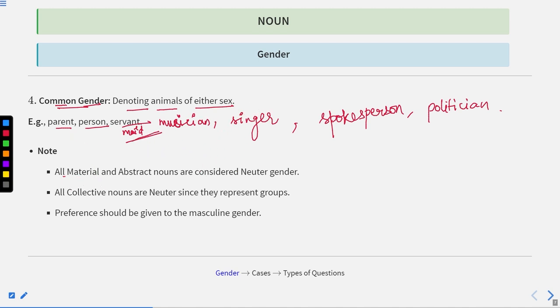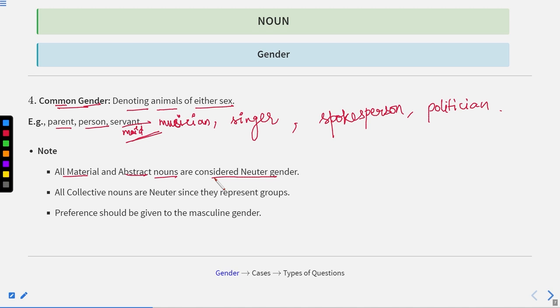All material and abstract nouns are considered neuter gender. Now we have some points to remember always. All material and abstract nouns. Material means, for example, gold, silver, wood, or any raw material, whether it is metal, non-metal, or gases; it is always considered neuter gender. All the abstract nouns are always covered in neuter gender. Why so?